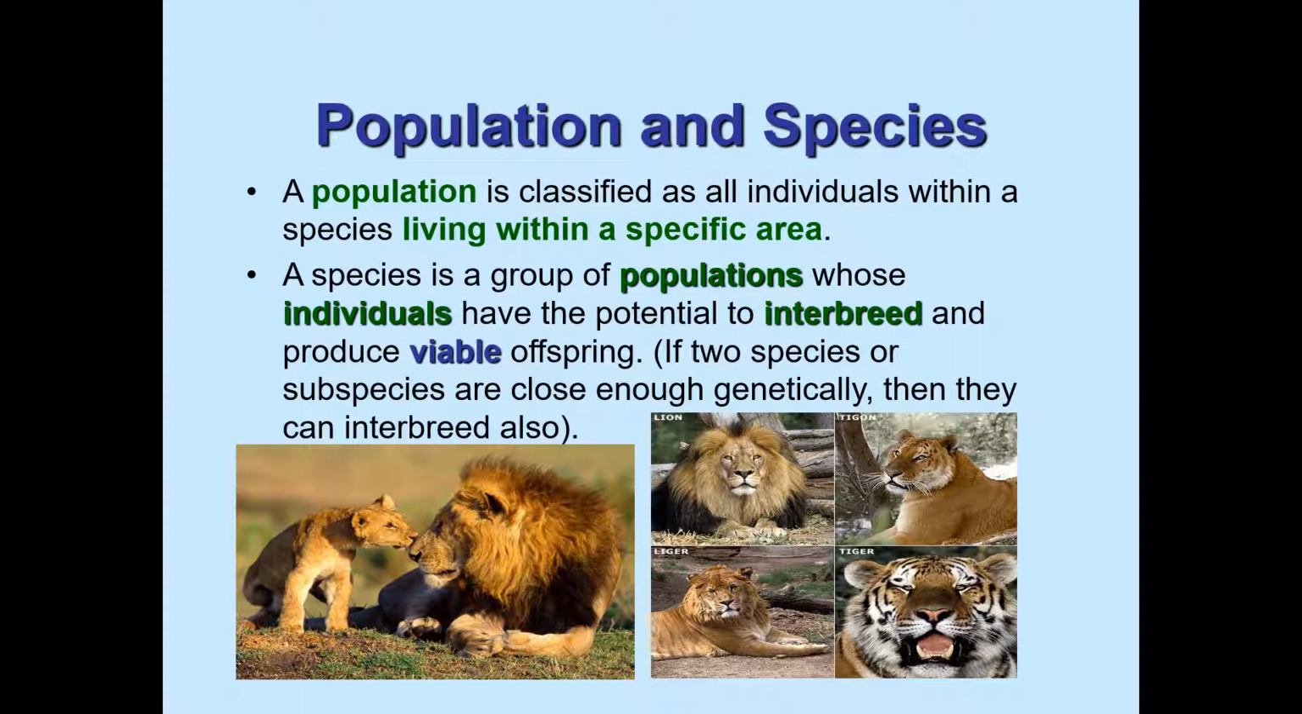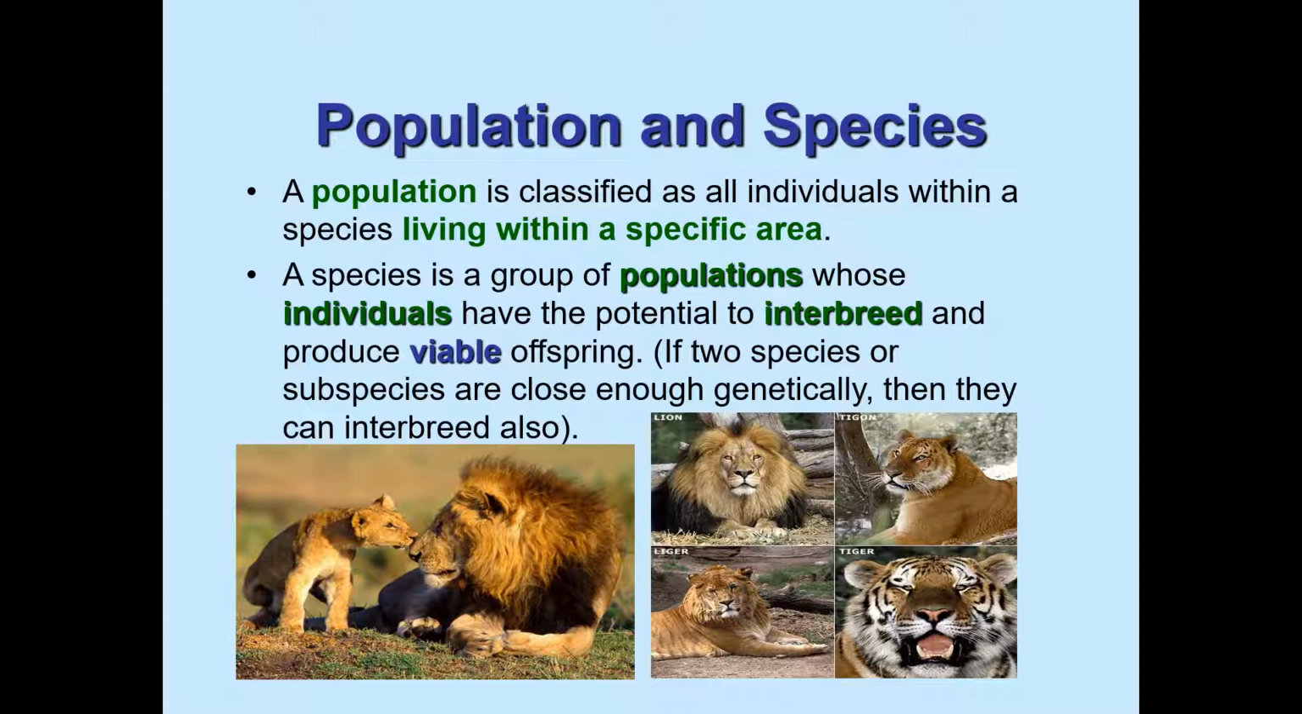Now, a population is classified as all individuals within a species that live in a certain area. Okay, so just keep that in mind. And a species is a group of populations whose individuals have the potential to interbreed and produce viable offspring, or offspring that can live to adulthood. Okay. Now, if two different species or subspecies are close enough genetically, then they can interbreed also.